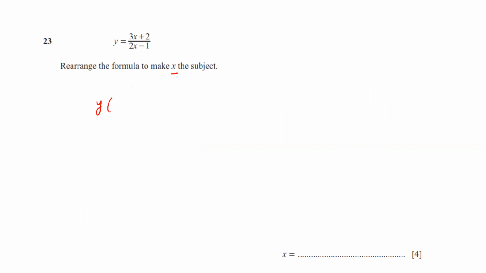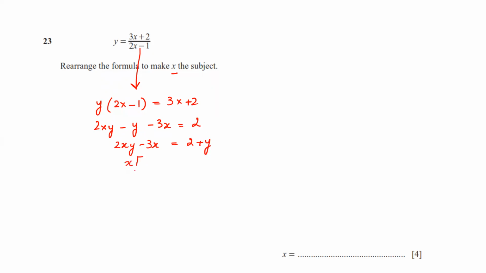So y multiplied by 2x minus 1 is equal to 3x plus 2. We can also write this like this. So this becomes 2xy minus y minus 3x is equal to 2. Now I have to make x the subject of the formula. So I'll keep x on the left hand side and move all the y's to the right hand side. So 2xy minus 3x remains here, 2 plus y goes here.